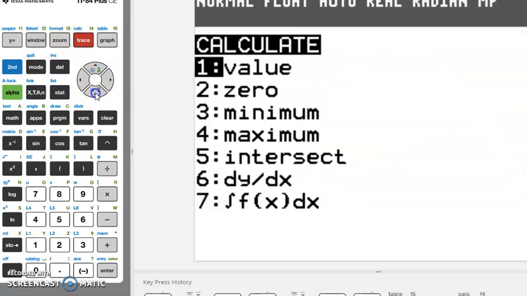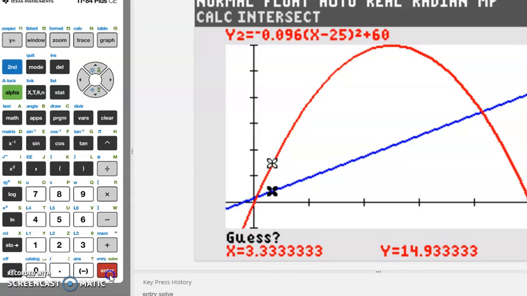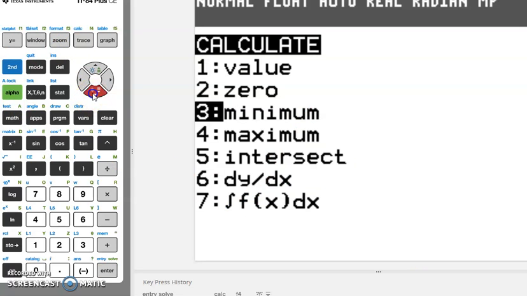Second function calc, intersection point. Obviously got to go down here to get it close. So it's first curve, enter, second curve, enter, enter. Intersection point is decimal 378, 1.803. Second function calc, do the same thing.